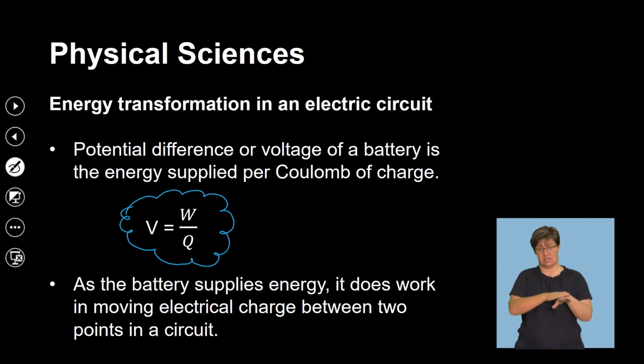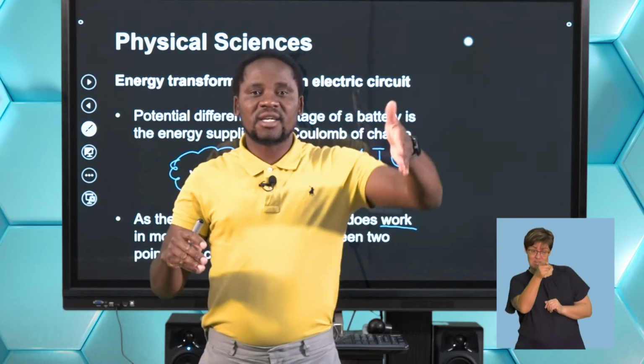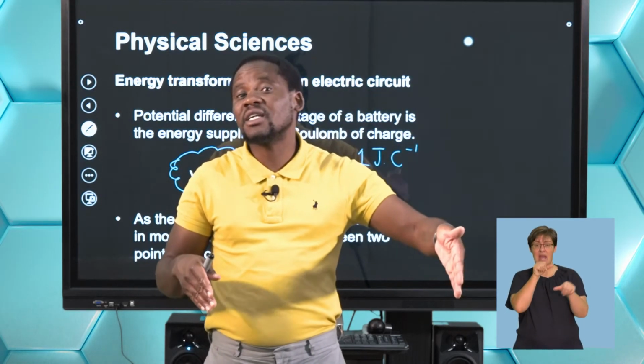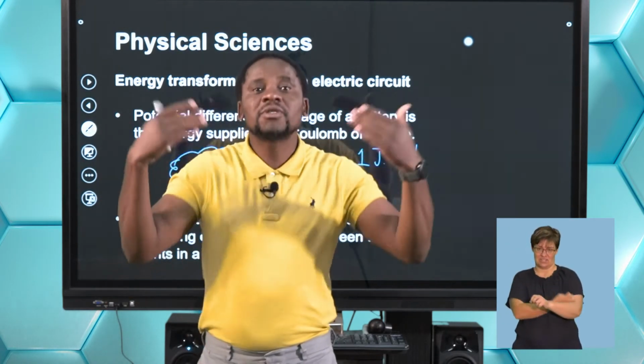We're also familiar with the fact that 1 volt of potential difference is equal to 1 joule of energy supplied per coulomb of charge. Okay, so as the battery supplies energy, it does work. Well, why do we say it does work? Remember, the main thing about work done by the battery is that it converts chemical potential energy into electrical energy. So that conversion involves work done.